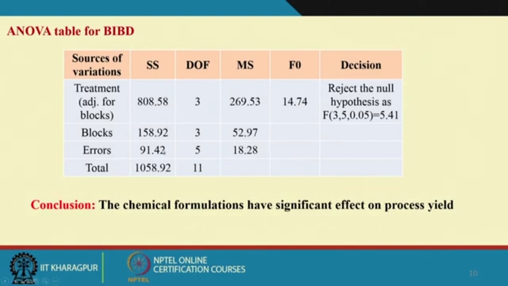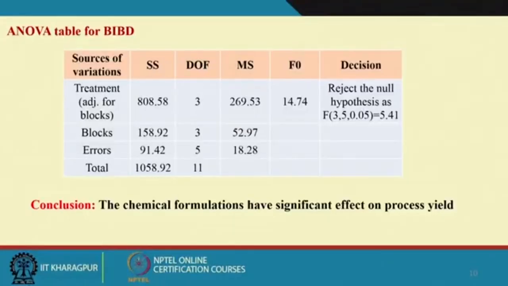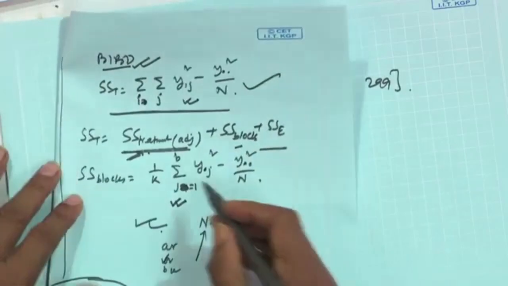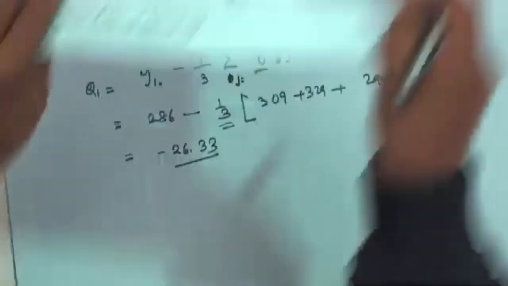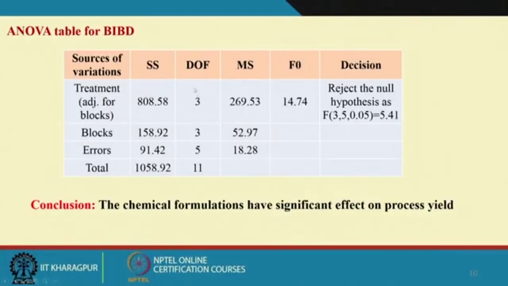Similarly, SS block using the formula, I have shown you the formula earlier, I can repeat this one. So, what you will do, you will use the SST calculation, this formula, SS treatment adjusted this formula, SS block this formula, and then ultimately using those formulas you will be in a position to get all those values. Okay. So, degrees of freedom a minus 1, b minus 1 and n minus a minus b plus 1. So, that means the chemical formulation has a significant effect on the process yields.